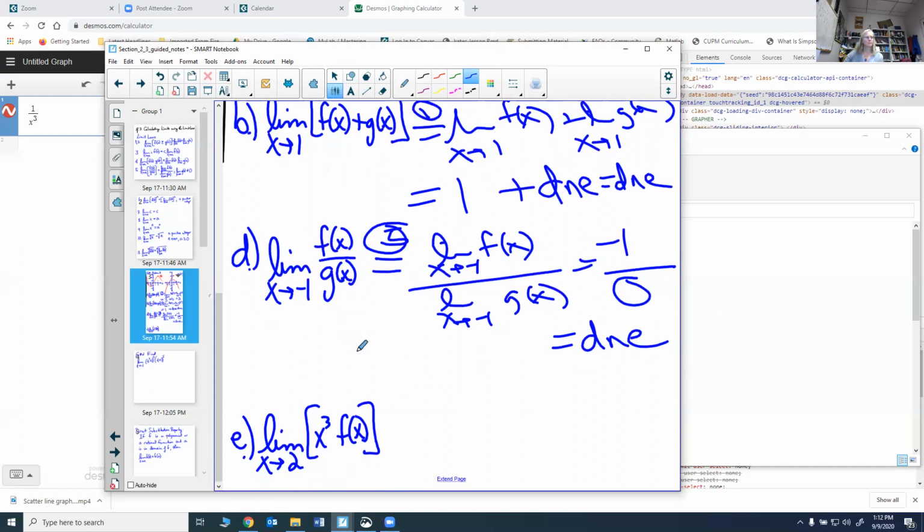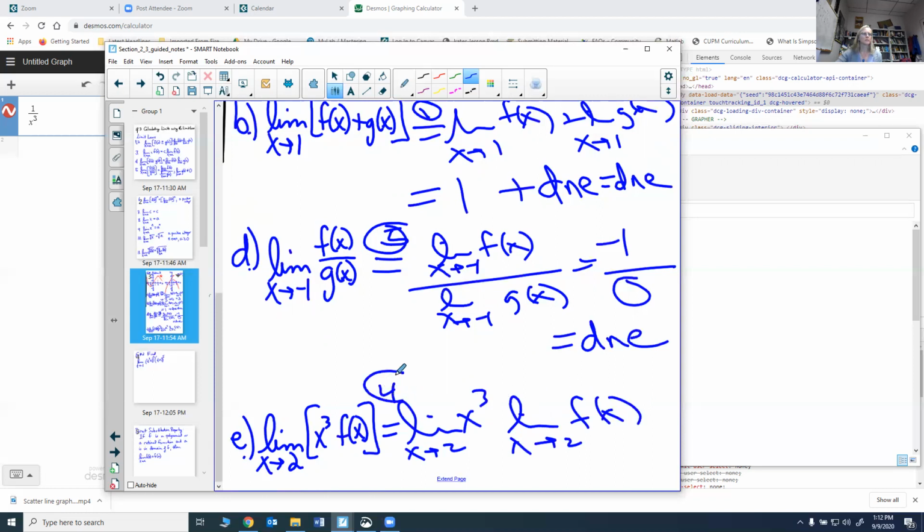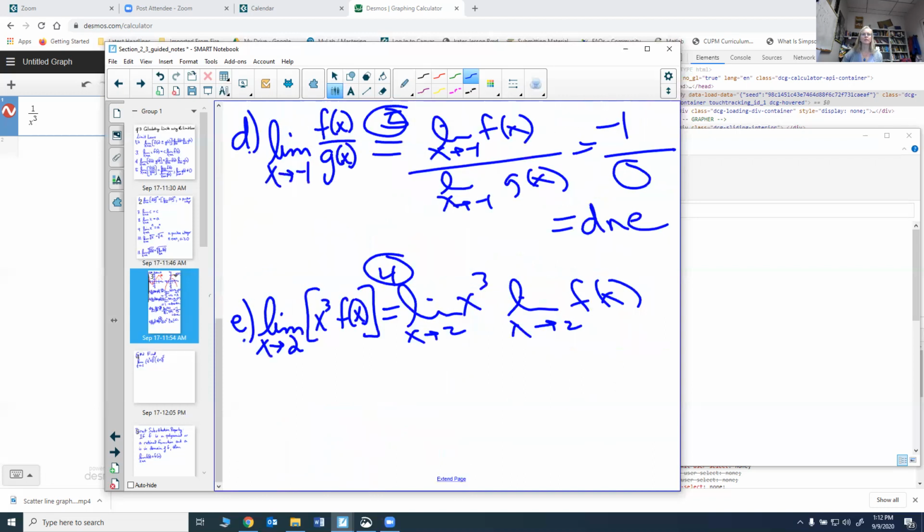All right, and let's do this one. Again, I have two things multiplied together, so I can take the limit of the first times the limit of the second. So this is limit law number 4. You don't have to always say which limit law it is. It just helps you to see what we're doing.